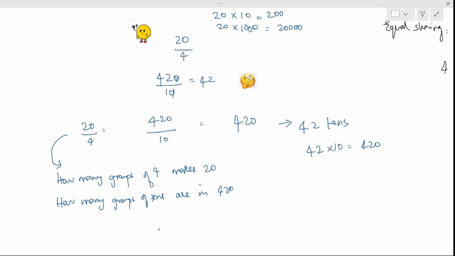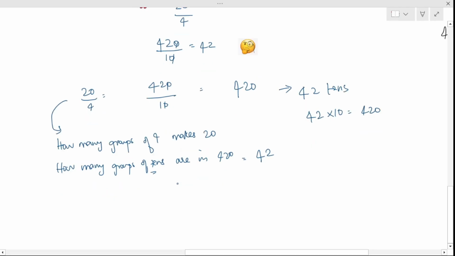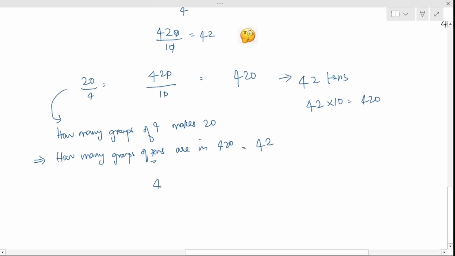Okay, so now what can be the answer for this question? How many groups of tens are there in 420? 42 tens. So what does it mean when I asked? The child can curiously make an answer. I am just answering the question of how many groups of tens are there in 420, ma'am. So the answer will be 42. And here, arithmetically, I know that 420 can be written as 42 into 10. And then 420 divided by 10 can be written as 42 times 10 divided by 10.